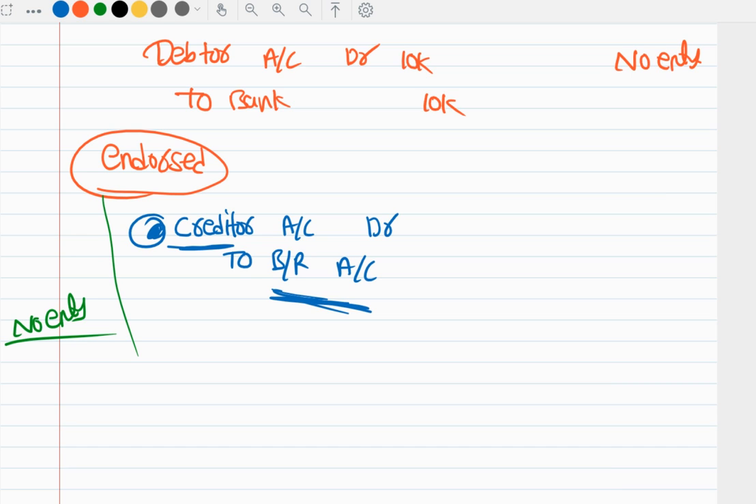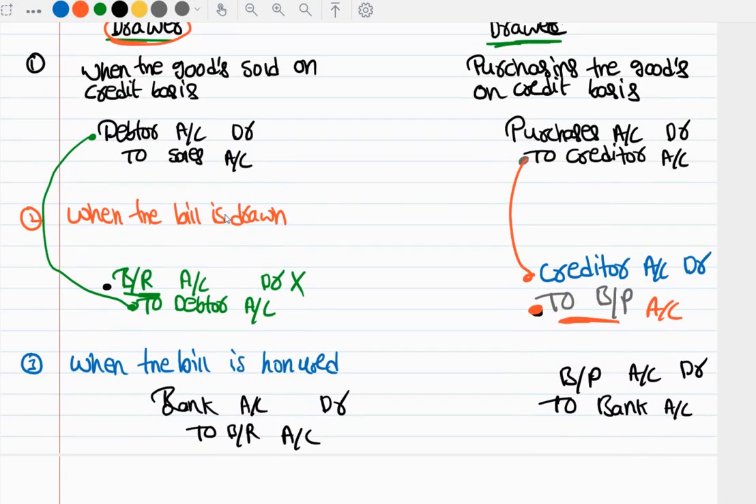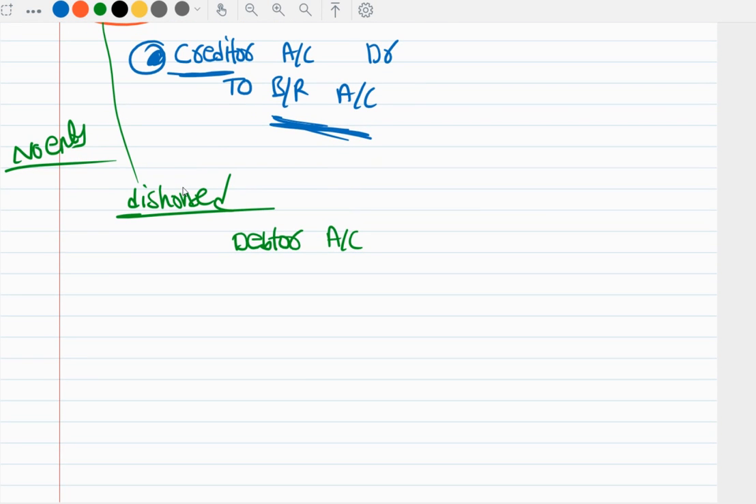But when the endorsed bill is dishonored, you will be writing an entry in which debtor account makes our drawee our debtor. Like I said, whenever a bill is dishonored, first we need to make our drawee our debtor, because in the first entry we might have cancelled him as our debtor when we drew the bill. Now we need to make him our debtor again. Debtor is an asset, an asset shows a debit balance, so I am making the debtor again.